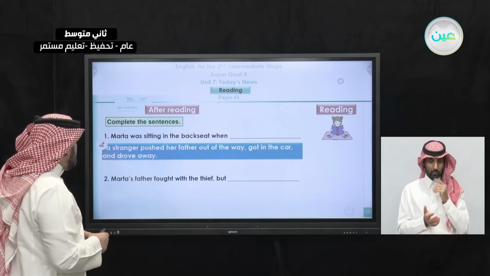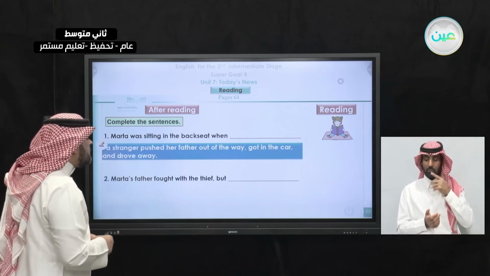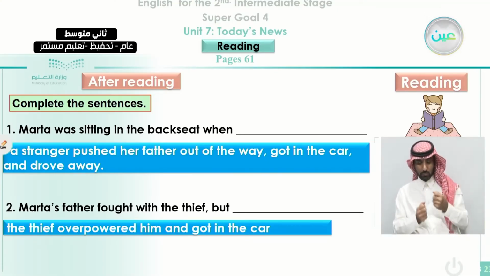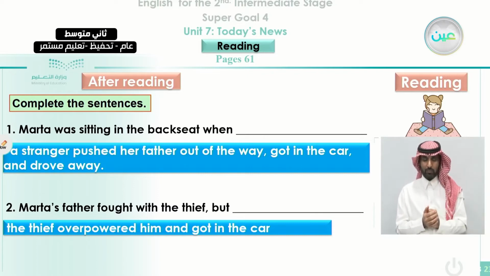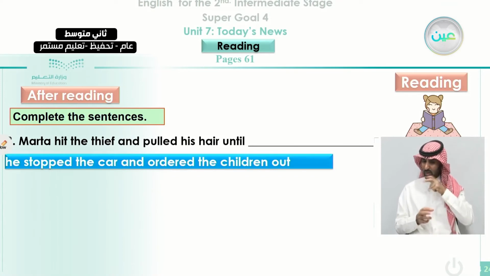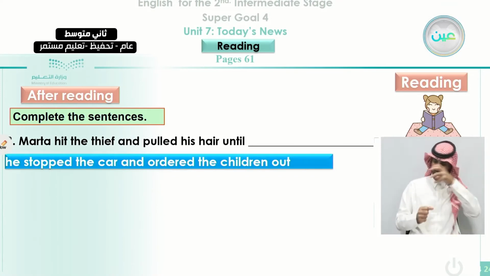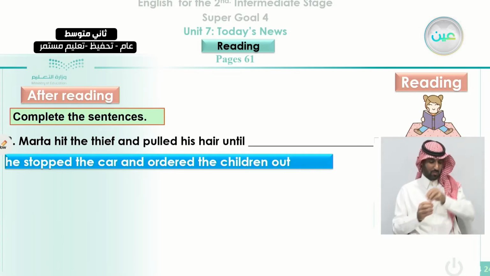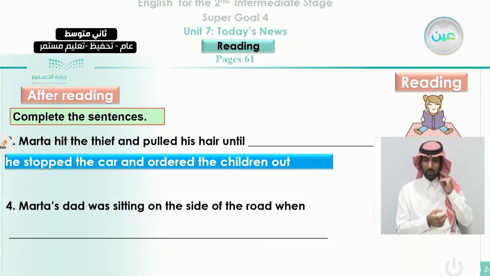Another sentence here also: Marta's father fought with the thief, but what happened? The thief overpowered him and got in the car. That means he could defeat the father and get the car away from the father. Number 3, Marta hit the thief and pulled his hair until what happened next after she fought against the thief or the carjacker? He stopped the car and ordered the children out.